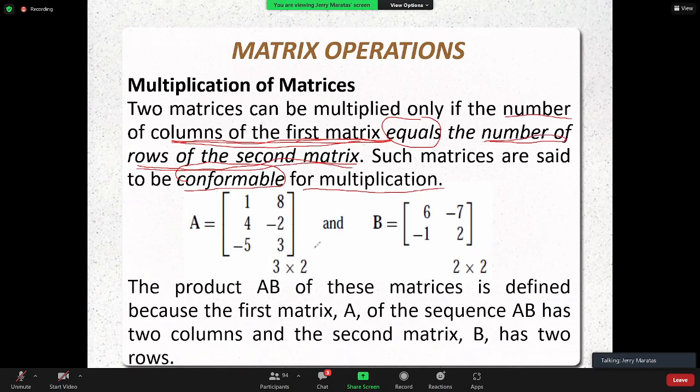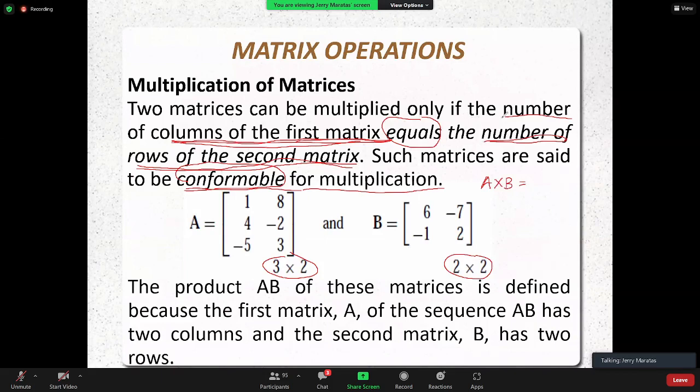So let's have an example. This is my matrix A. What is the size of matrix A? 3 by 2, 3 rows and 2 columns. Matrix B is 2 by 2, 2 rows and 2 columns. Now, can we multiply these two matrices? Let us check if the two matrices are conformable. So let's say A times B. Can we multiply these two matrices? Let's check if they're conformable.